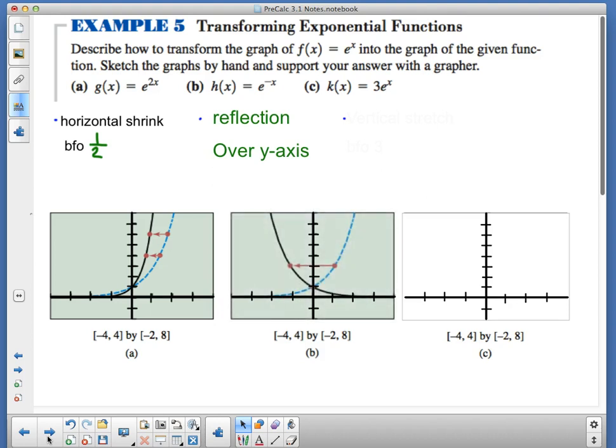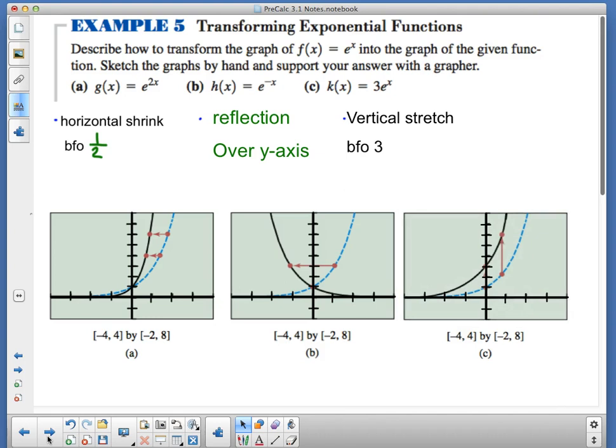And then when it gets outside the function, I start working with my stretches and shrinks vertically. So now I've got a vertical stretch by a factor of 3 for my last one. And remember, these graphs are a little tight. But this will be our last thing for today.